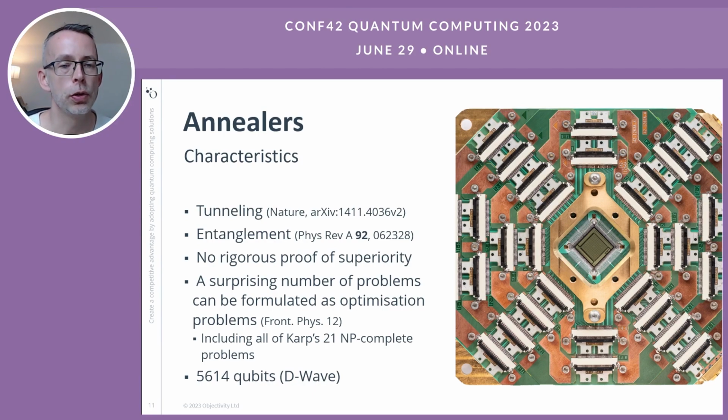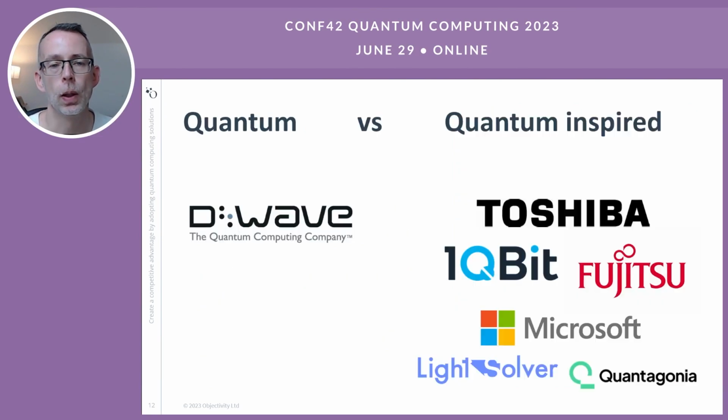And in terms of where the technology is at, D-Wave, which is the premier quantum annealer company, has hardware running and available on the cloud. If you want it, you can get access to it for free, and it's got 5,614 qubits, and they're looking to expand that to 7,000. So that's where the quantum annealer technology is at. D-Wave is the prominent player in the quantum space.